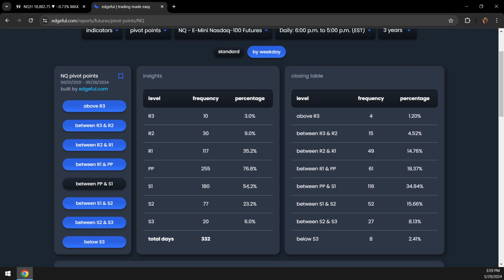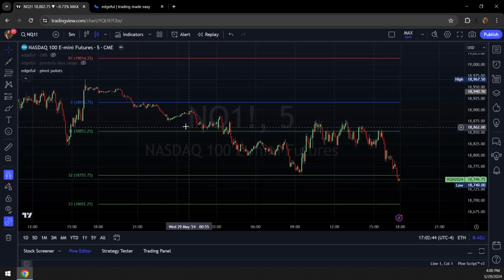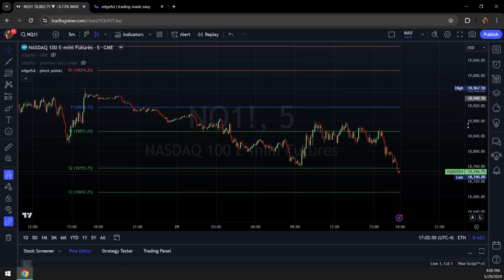There is a 54% chance that we're going to come down and touch S1. If we open up between the two, there's a 23% chance we're going to keep going down even further to S2, and a 35% chance that we're going to go up to R1. But look at this, only a 9% chance we're actually going to go to R2. So when I'm looking at this, if we open up right in here, I can look at this report and say, okay, let's say we bounced here. Let's say we made it up to R1.